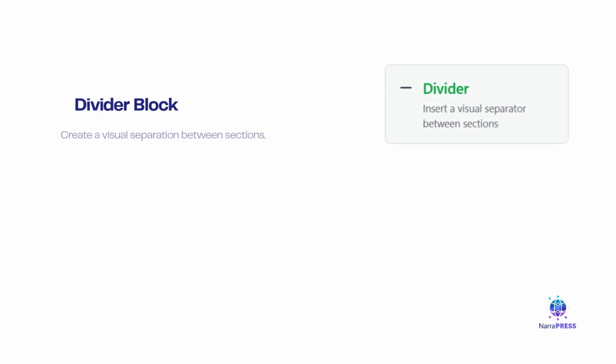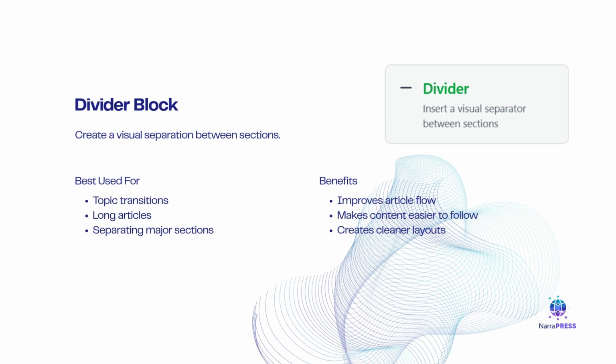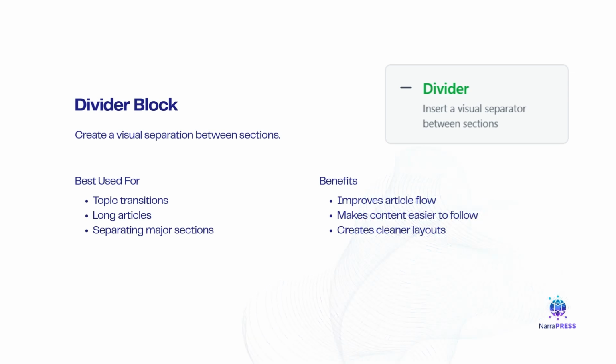Divider block. The divider block is simple but very useful. It creates a visual separation between different sections of your article. If your article discusses multiple topics or transitions into a new section, adding a divider helps readers recognize that they're moving into a different part of the discussion. Small visual improvements like this greatly improve readability.